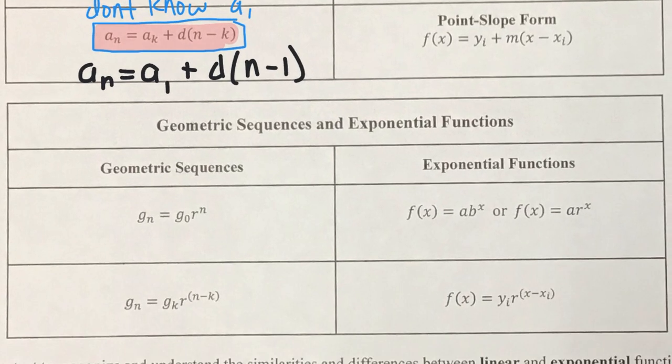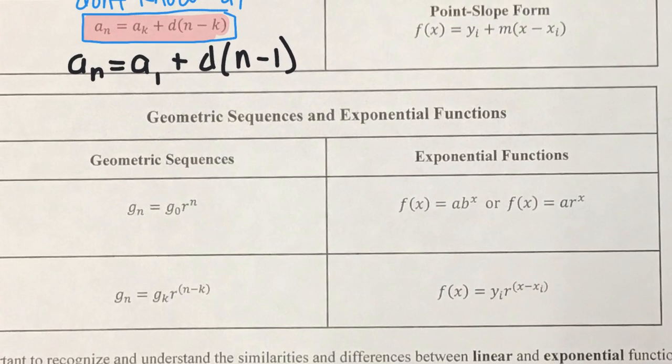Okay, now here's your geometric comparison. Right, so here we have g sub 0. This is the 0 term. We talked about it with an n value of 1. So we talked about g sub 1. If we know the first term, then your equation looked like this. And that's the one that we talked about most often.